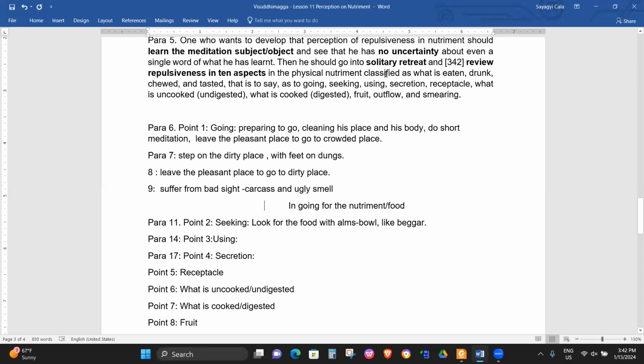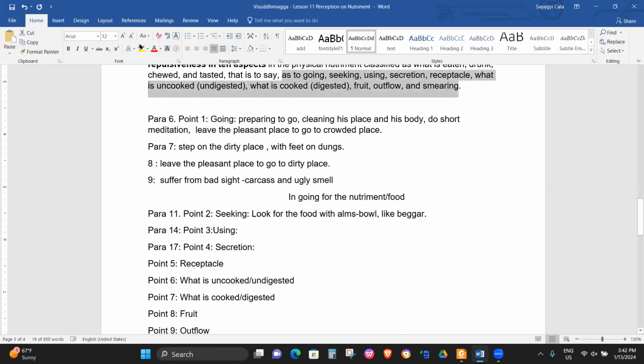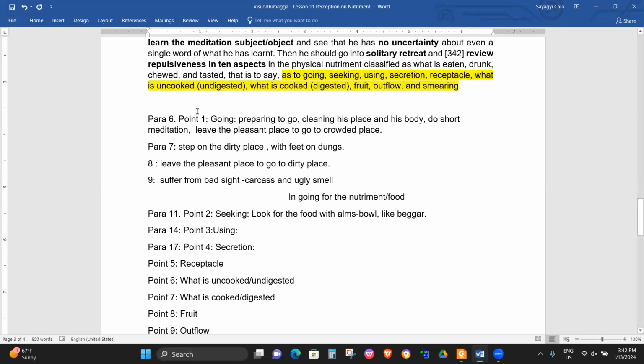Point number 1. Because we have to see all this in 10 ways. Okay, this is 10 ways: going, seeking, using, and so on. So this is important. It means that you have to leave your pleasant place, step to the dirty place, and not get the food yet. All right, we are in the process of going.